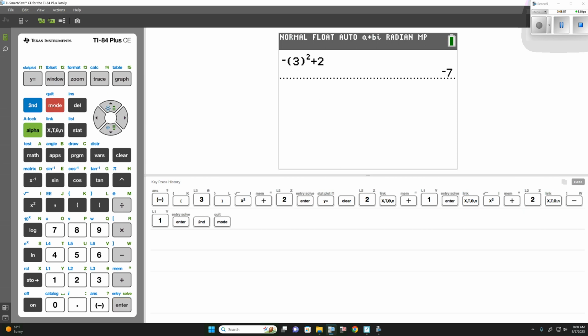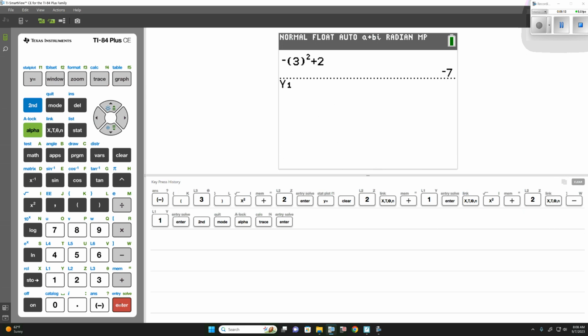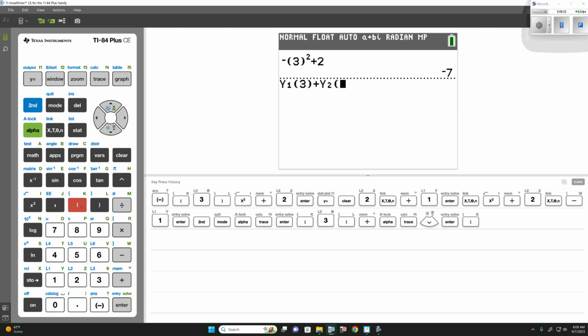Now, this isn't something I normally use a lot. I'll just normally find the functions and go from there. What we can do is alpha, I believe it's F4, yep. Alpha trace. We get this here, y1 through y0. And I can hit enter for y1. Now what we can do is parentheses 3 plus alpha F4 y2 parentheses 3. What this is telling the calculator to do is plug the value of 3 in for y1, our function 1, which was f, and then do the same thing with y2, our g.